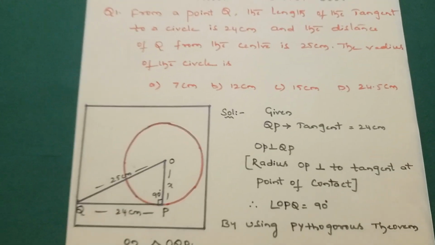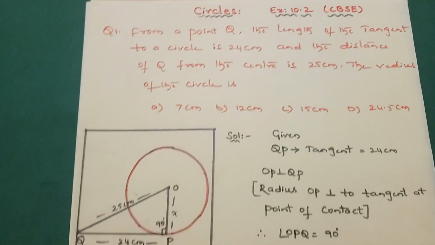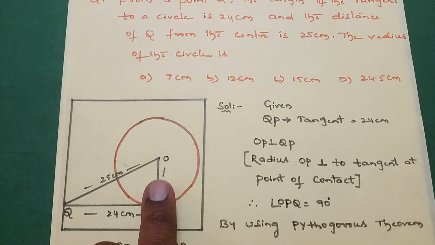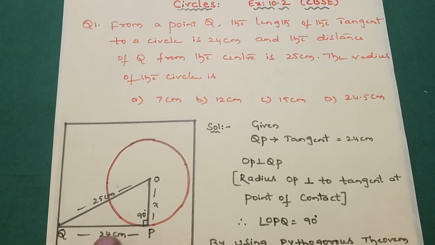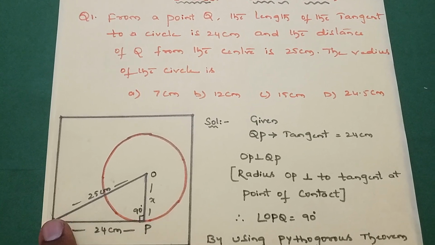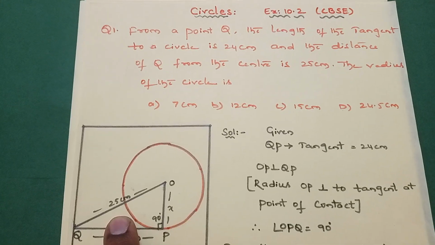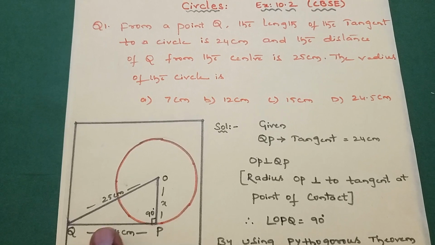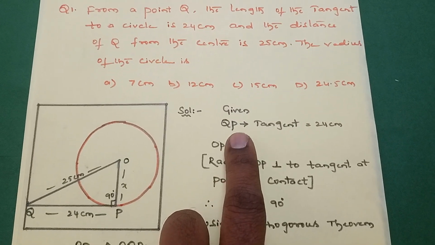Okay, first see the diagram. We need to draw the diagram according to the given question. Draw a circle and the tangent length is 24 centimeters and the distance between Q and O is 25 centimeters. Okay, this forms a right angle triangle. Also write down what is given in the question.